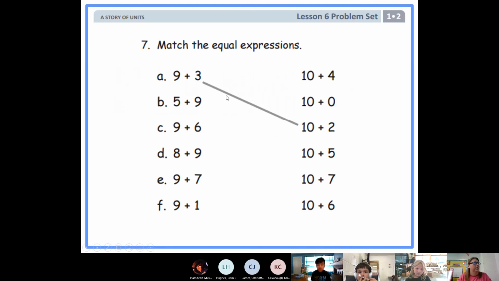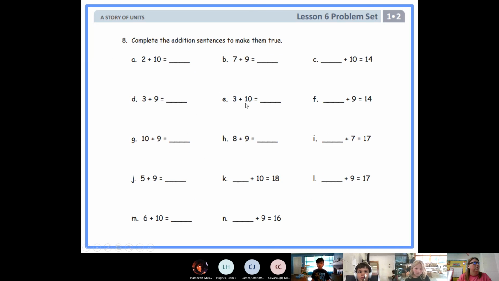All right, here you're just matching the equal equations. And then here you're going to complete the number sentences and make them true. All right, so that is all we have for math today. Does anyone have any questions?